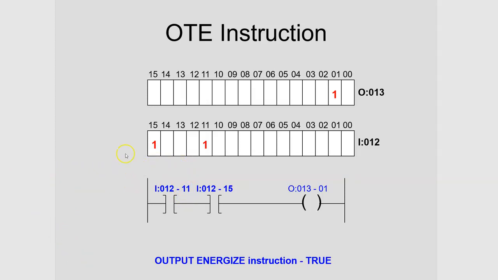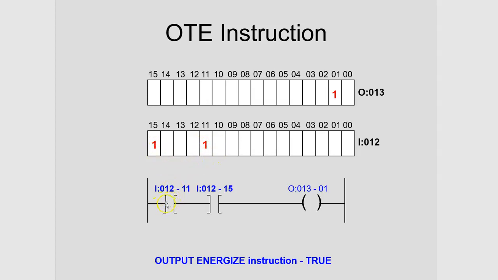But what's happened here is the input module, which we're not showing here in this slide, has switches connected to it, and those switches are closed. I know that because there's a 1 here and there's a 1 there. The switch connected to screw terminal 15 is closed. The switch connected to screw terminal 11 is closed. And since these are both closed, there's a 1 here and there's a 1 there.